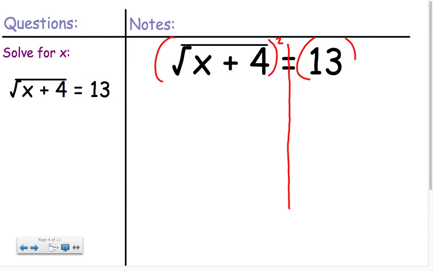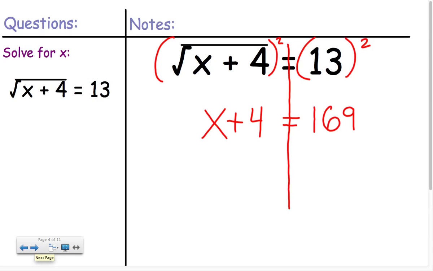So we're going to square both sides. So that gets rid of my square root. The square root and the square cancel. So I'm left with x plus 4. And then 13 squared is 169. Now I'm back to just a basic one-step equation. All I have to do is subtract 4 on both sides. And I'm left with x equals 165.